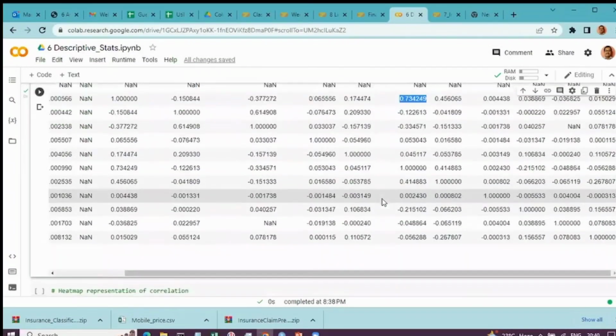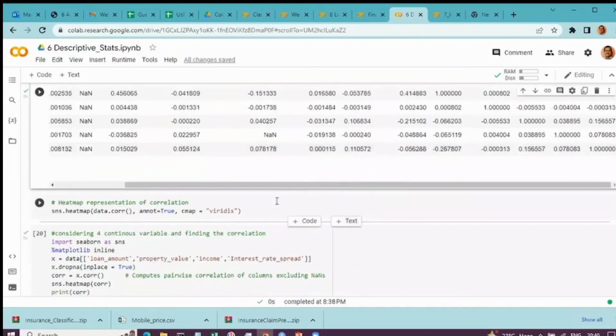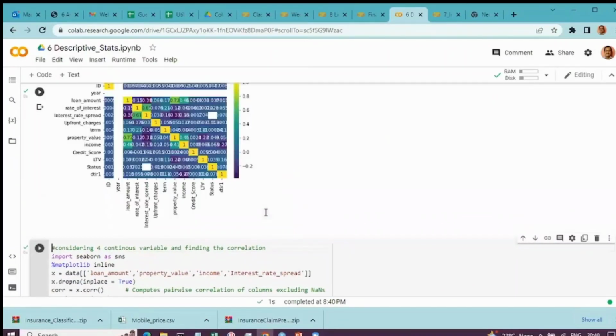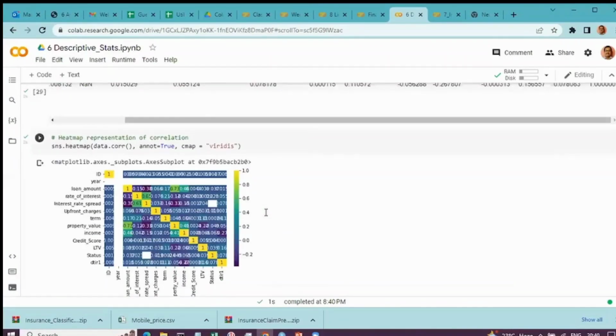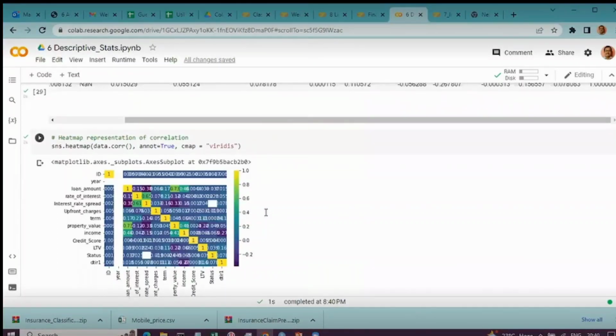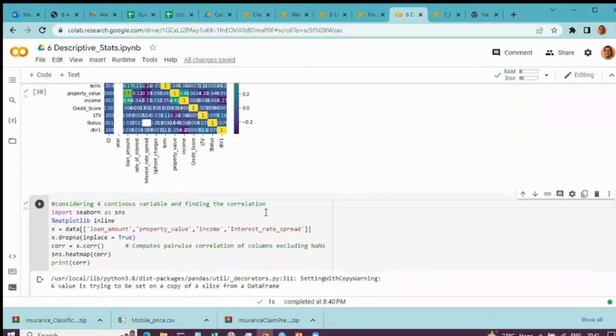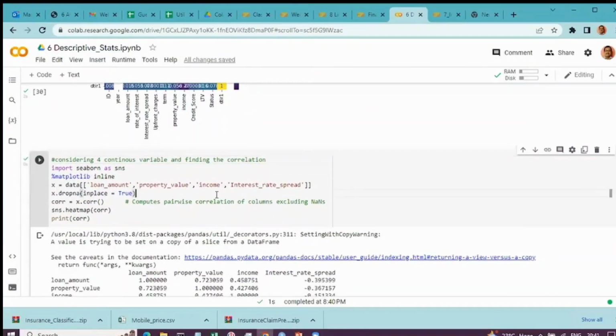So sometimes you can look at it in a numerical format, or you can very well take it into a graphical format as well. Possibly you can even play around with the figure size. You can go for a bigger figure and possibly plot a correlation plot also in the form of a heat map. So I think that should be fine. We have already covered them.